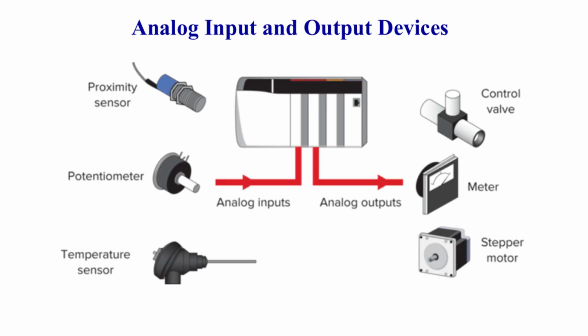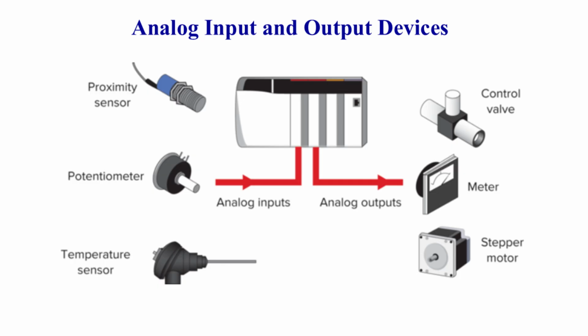Analog input and output modules are used whenever the control process requires values that change continuously, rather than the simple on-off signals of discrete I/O. As shown in this figure, common analog inputs include sensors such as temperature sensors, potentiometers, and ultrasonic or proximity sensors. These devices measure real-world variables and send continuously variable signals into the PLC. On the output side, the PLC can use analog signals to control devices like valves, meters, and stepper motors, which need precise adjustments instead of just full on or full off states.